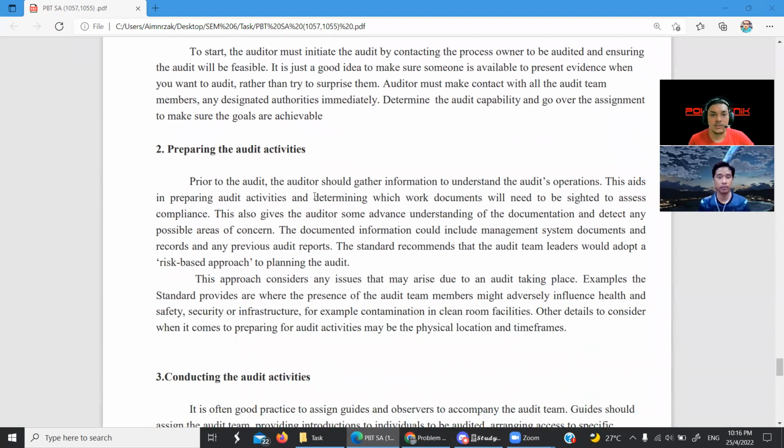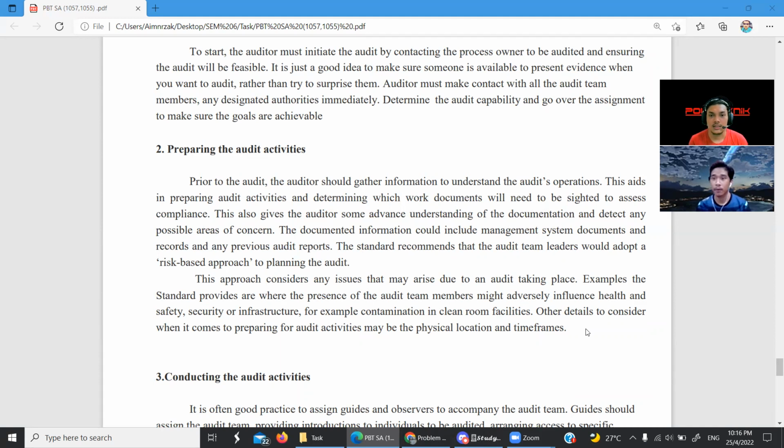Prior to the audit, the auditor should gather information to understand the audit's operation. This aids in preparing audit activities and determining which work documents will need to be cited to assess compliance. This also gives the auditor some advanced understanding of the documentation and helps detect any possible areas of concern. The documented information could include management system documents and records and any previous audit reports.